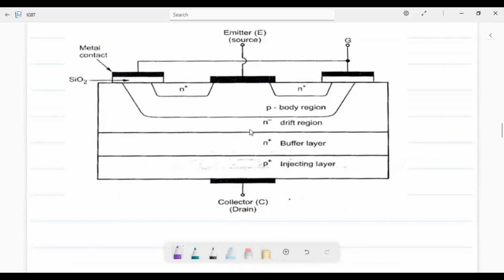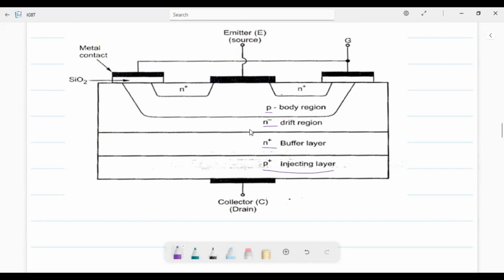So here we can see one extra N plus buffer layer is there. So it is a punch through IGBT. Just like a MOSFET it will be there. One extra P plus injection layer is there. Above that one N plus buffer layer is there, and N minus drift region. P body region is there and N plus region is there. So we can see here it is a combination of MOSFET and transistor.